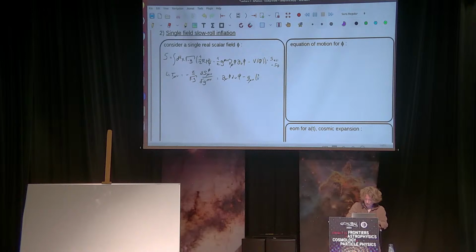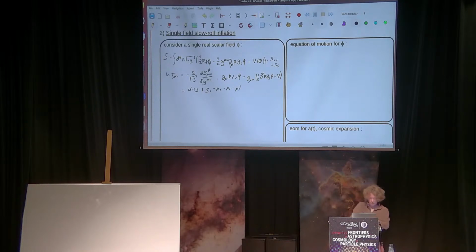So then I have 1/2, I need a new index, del sigma phi del sigma phi, plus V. And that, if we think that we can describe this as a perfect fluid, should be some diagonal matrix with rho, minus P, and minus P.